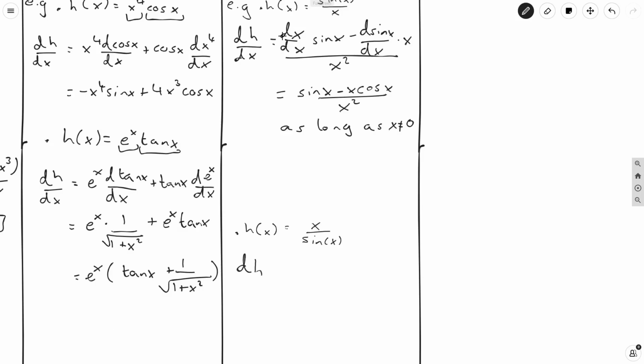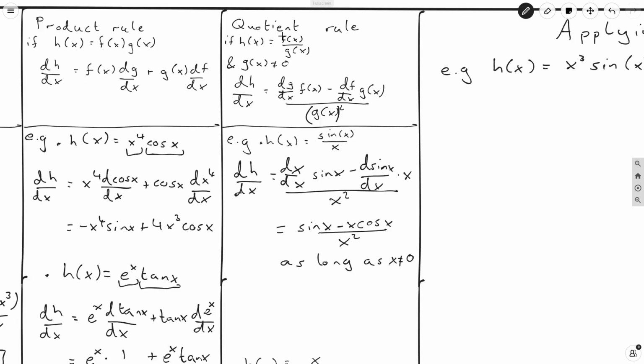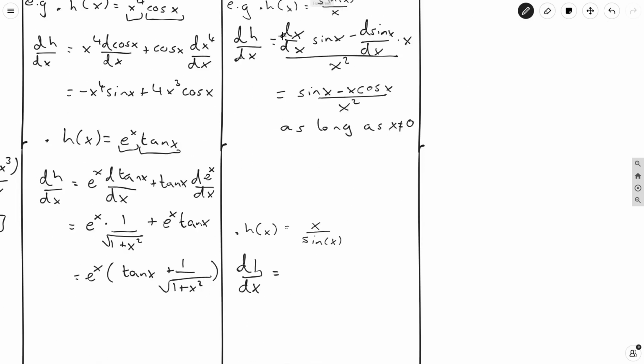So dh dx is equal to, let's just look up the rules, it's the derivative of the thing below the line times the thing above the line. So it's d sine x dx times the thing above the line, which is x, minus the derivative of the thing above the line times the thing below the line. And it has to all be divided by the thing below the line. So it'll be sine squared x.